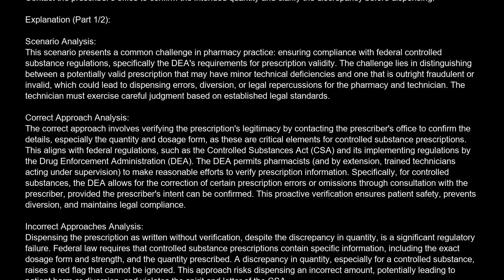Incorrect approaches analysis. Dispensing the prescription as written without verification, despite the discrepancy in quantity, is a significant regulatory failure. Federal law requires that controlled substance prescriptions contain specific information, including the exact dosage form and strength, and the quantity prescribed. A discrepancy in quantity, especially for a controlled substance, raises a red flag that cannot be ignored. This approach risks dispensing an incorrect amount, potentially leading to patient harm or diversion, and violates the spirit and letter of the CSA.